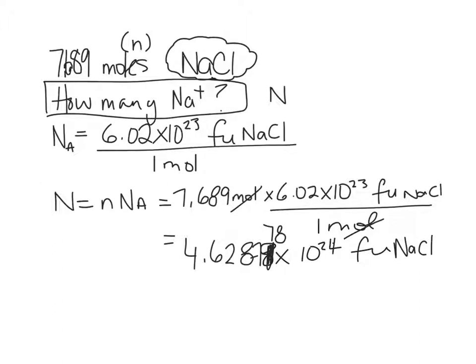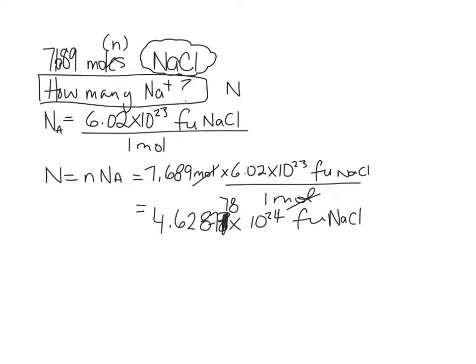So I've got the number, but the units are not correct. I've got formula units of sodium chloride, but I don't want sodium chloride, I want just sodium. What are you going to multiply this by? Marco: 1, because there's only one sodium ion in NaCl.